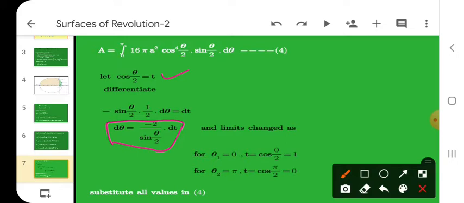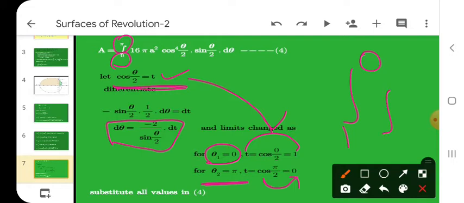If we change theta into t terms, we have to change the limit values also. First, what is the first limit? 0. For theta equals 0, what is the value of t? Cos theta by 2 is t, so put theta equals 0. We get cos 0 by 2, that means 1. Next, the second limit is pi. For theta equals pi, t is cos pi by 2, that means 0. Now the limits changed as 1 to 0.